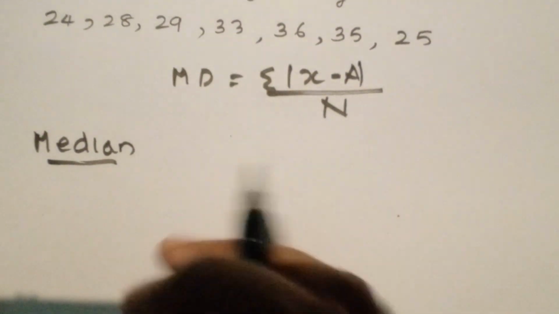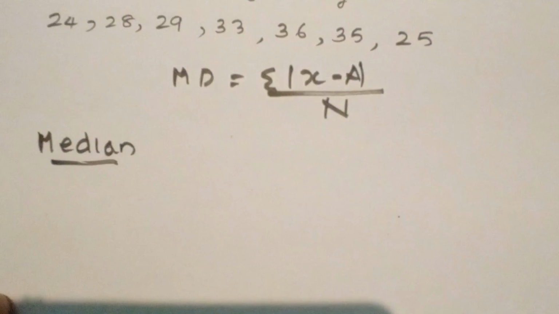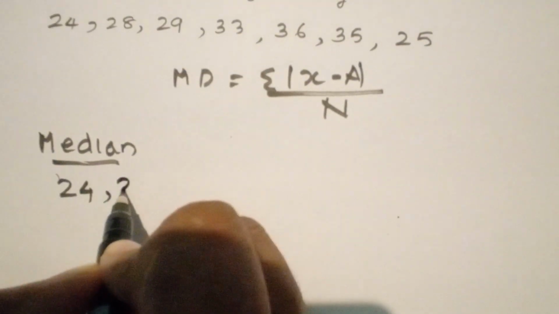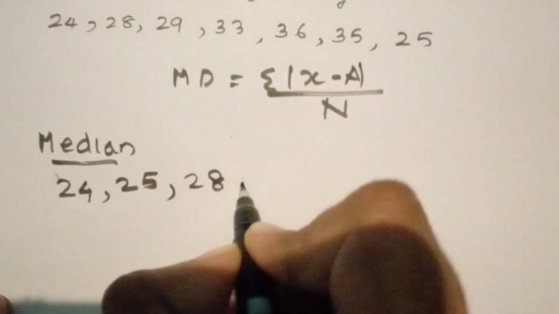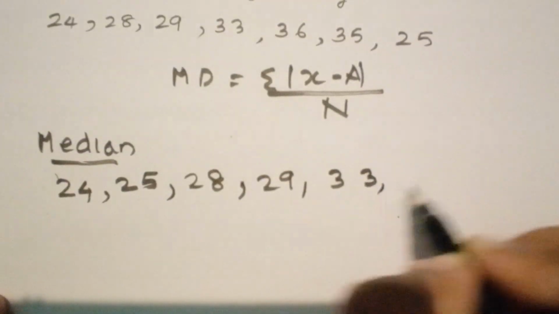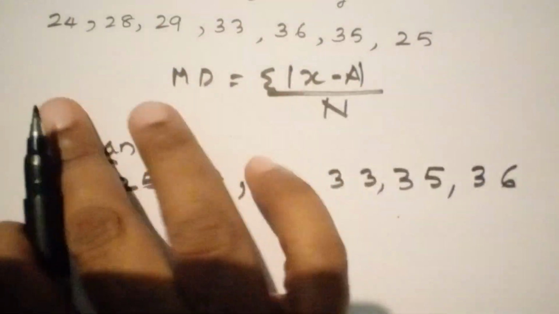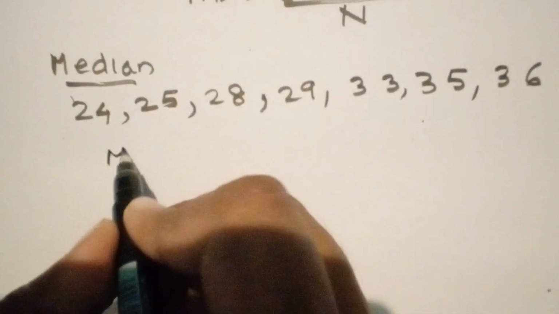Now first what we will do is arrange these values in ascending order. Okay, so that will be easy to calculate the median. So 24, then you have 25, 28, 29, 33, 35 and 36. So these are the values. Okay. Now you know how to calculate median for individual series.